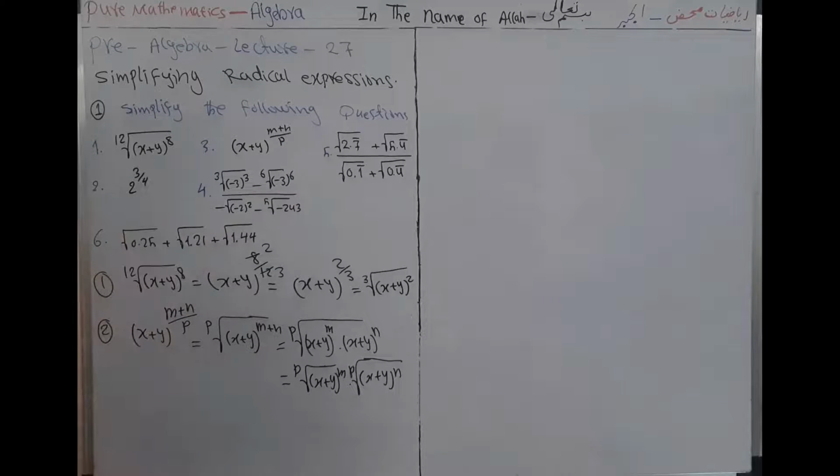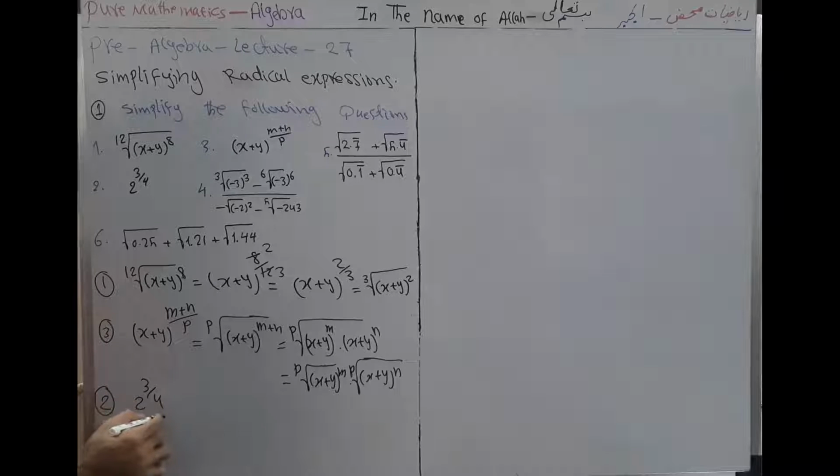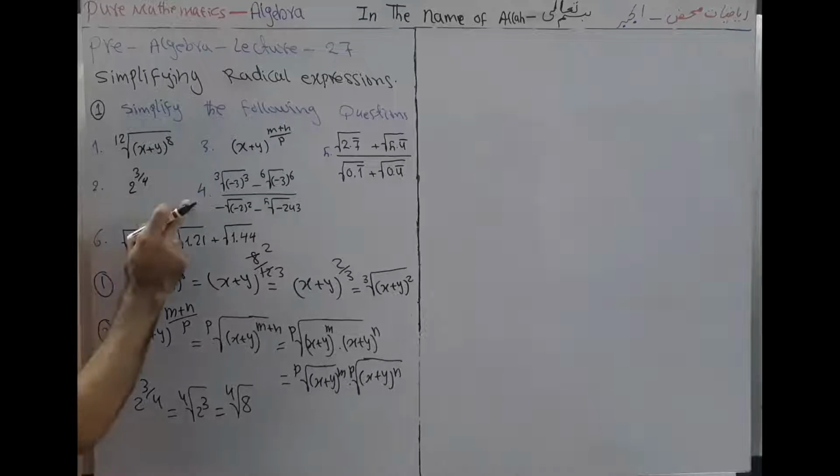Here we have non-terminating numbers. We want to simplify this example. Question 3: we have to the power 3 over 4. It is equal to the fourth root of to the power 3, which is equal to 8.